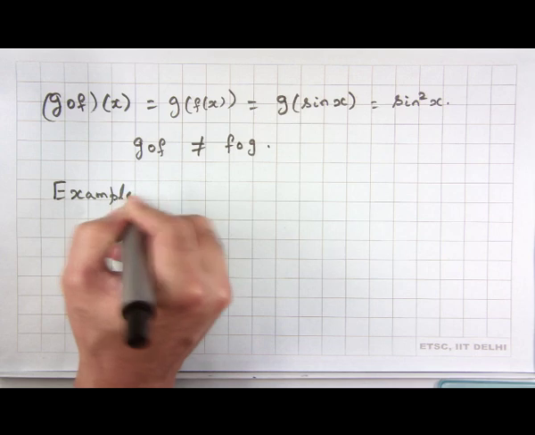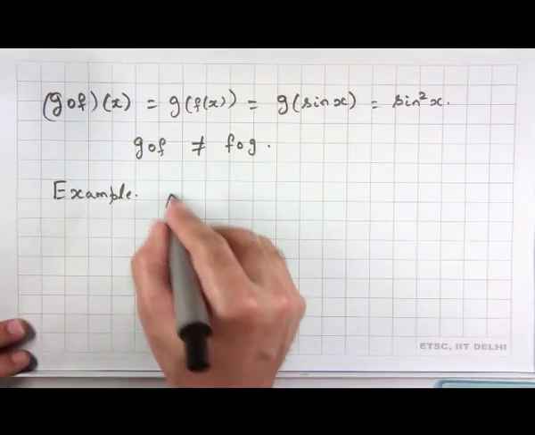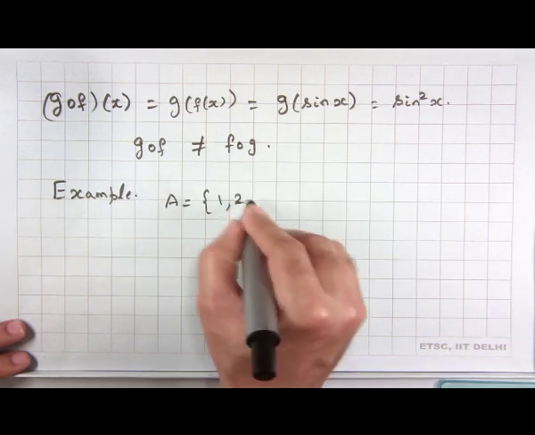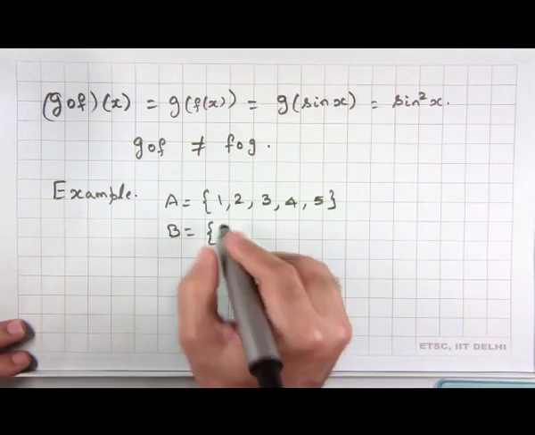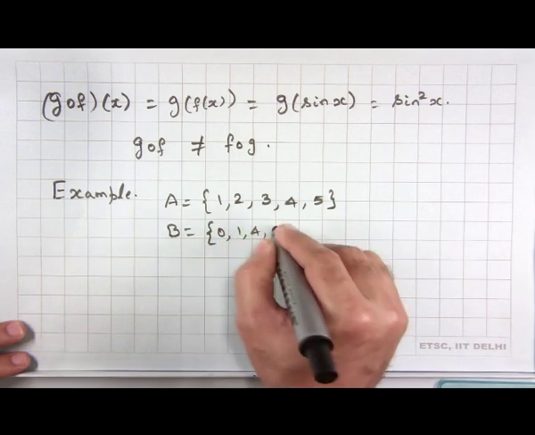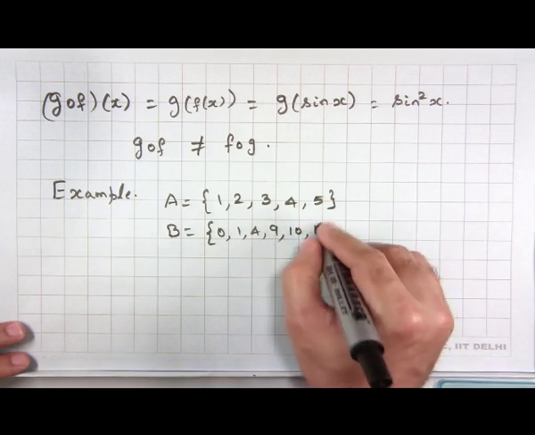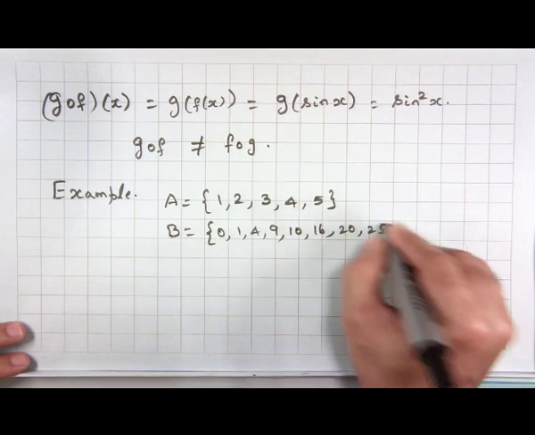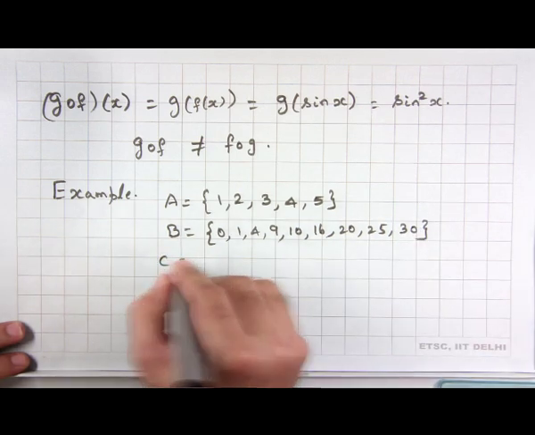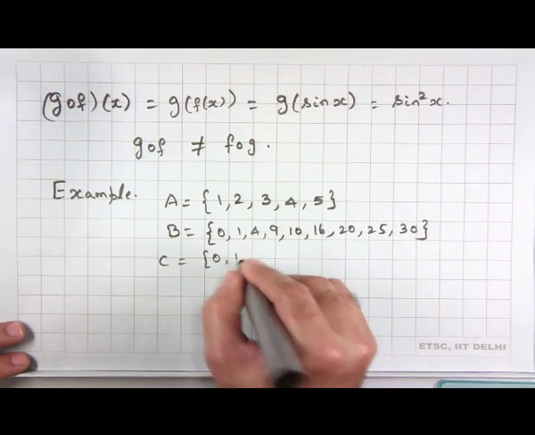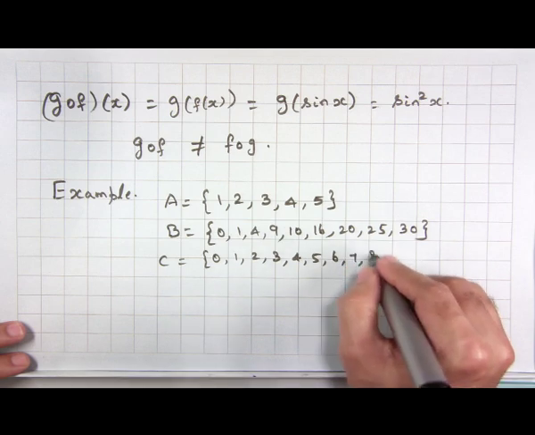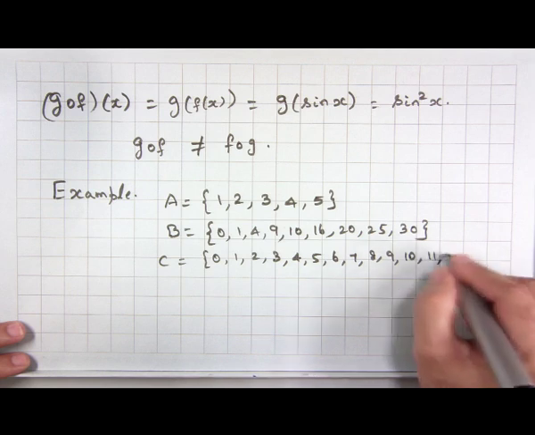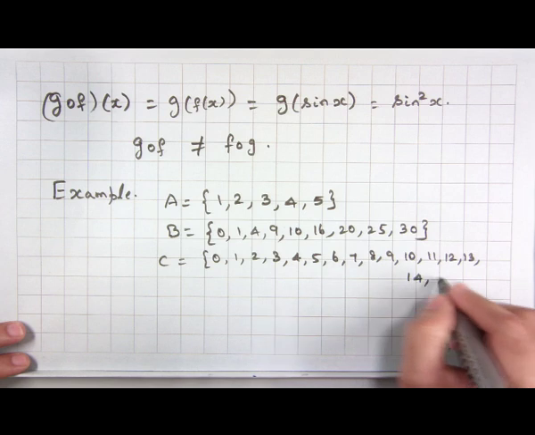Let us try to look at one more example. Let us look at a simple example, A equal to 1, 2, 3, 4 and 5, B as 0, 1, 4, 9, 10, 16, 20, 25 and 30, and C as 0, 1, 2, 3, 4, 5, 6, 7, 8, 9, 10, 11, 12, 13, 14 up to 15.